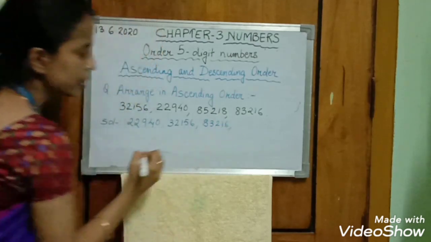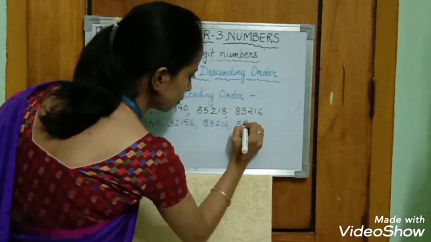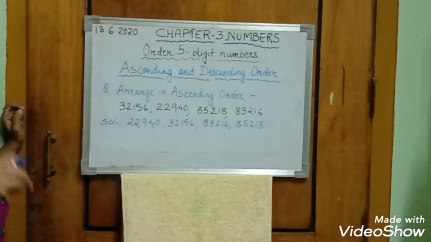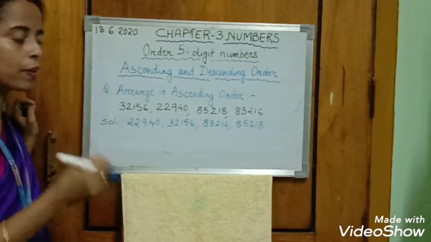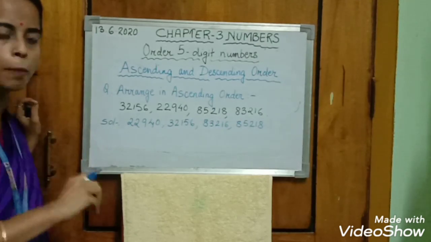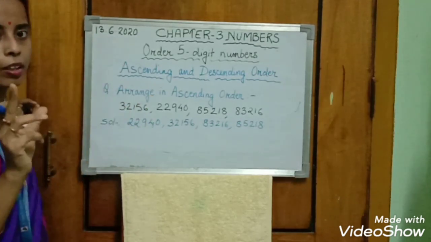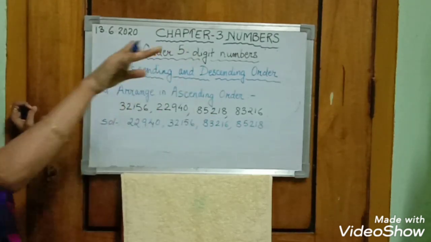83,216. And the last, 85,218. As I have already told you, while comparing an order of 5-digit numbers, place value will help us to do this part clearly. Okay, it helps us to do it in a proper way.